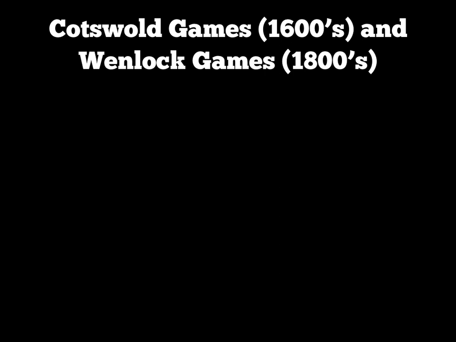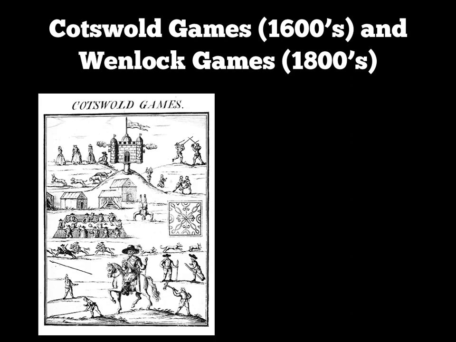In Britain, we had lots of festivals which brought together lots of different activities and became sort of alternative origins of the Olympic Games, if you like. We had two main festivals, one of which was called the Cotswold Games in the 1600s. You can see an image of the Cotswold Games here on the screen.